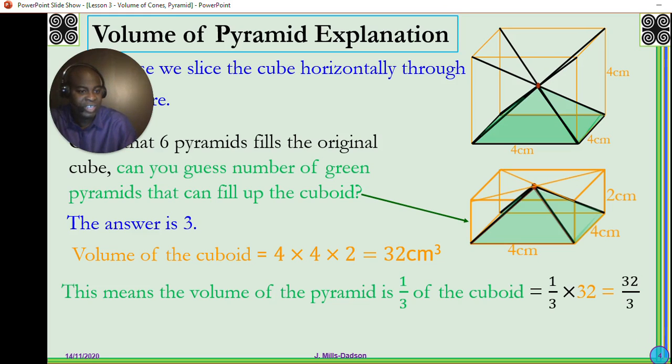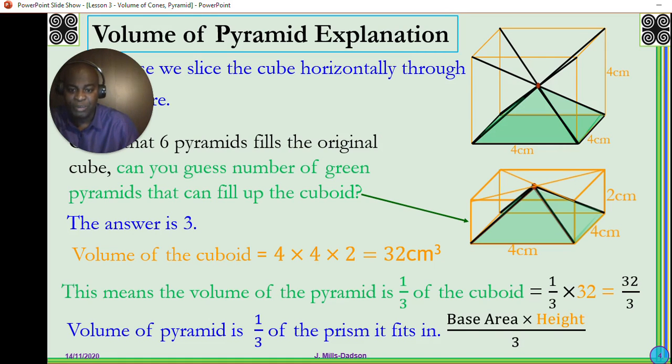Now the difference here is that this time the pyramid fits perfectly inside the cuboid. So therefore we can deduce from here that the formula for a pyramid is simply the volume of the prism that it fits in divided by 3. So the volume of a pyramid is a third of the prism that it fits in. That is why the formula for a pyramid is base area times the height divided by 3.